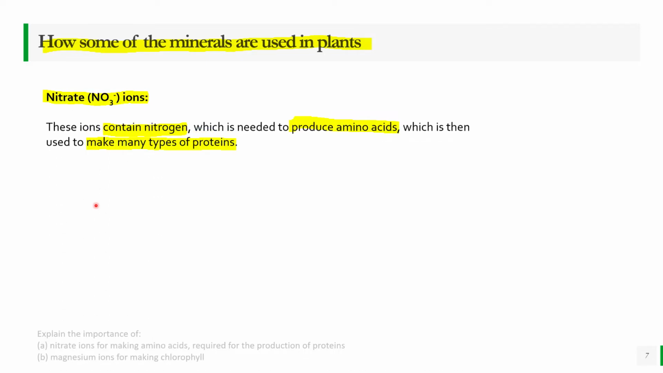Now nitrates, okay, nitrates contain nitrogen. Okay, nitrogen is needed to produce amino acids, which is later used to make many types of proteins. Now, if you recall, proteins is used in many things in our body. Number one being production of cells. Now, all cells contain DNA ataupun RNA, okay, deoxyribonucleic acid ataupun ribonucleic acid. Now, these acids are actually produced from amino acids. Therefore, they are actually proteins.